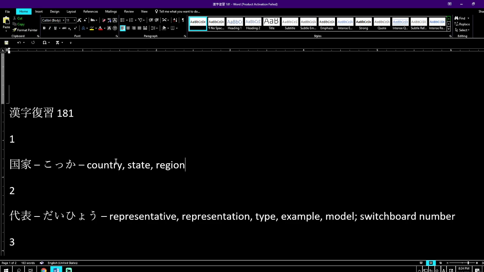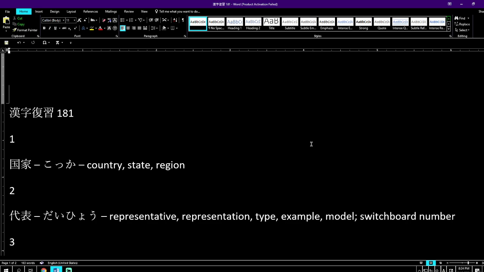Our first word for the day is kokka. Kokka is a country, state, or region, with koku, a country, on the left, and ka for a home on the right side. So a country, state, or region is a country home. Kokka is a country, state, or region.